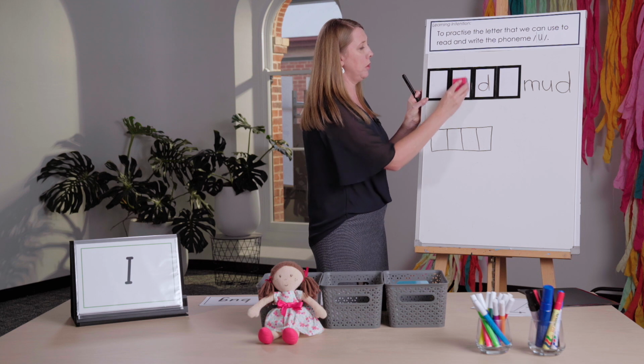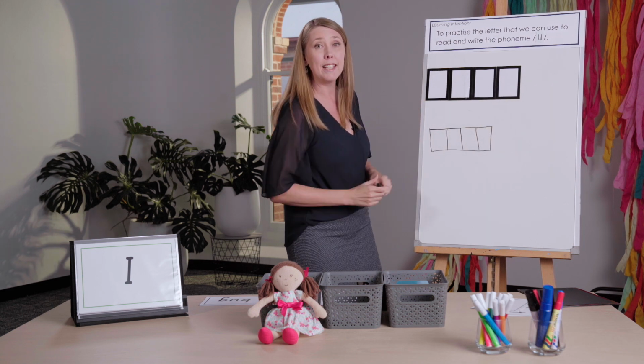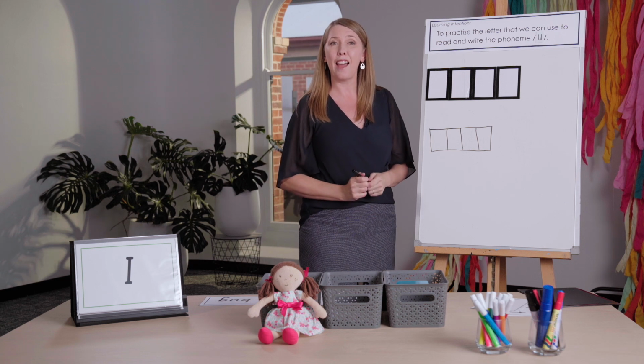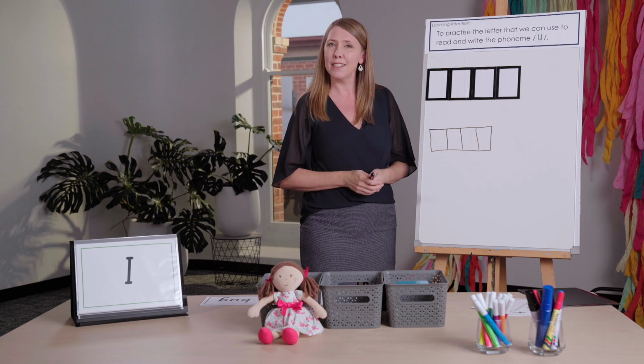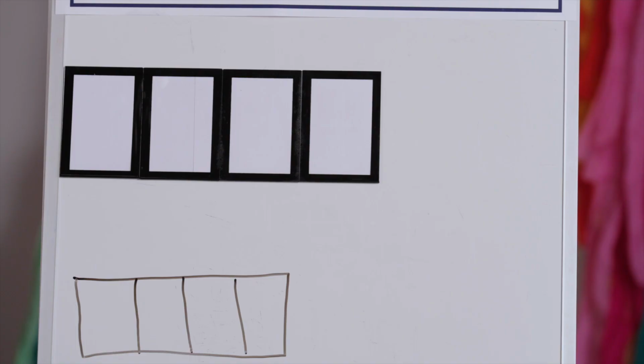Our last word is a different word. It's a very short word. Our word is up. What word? Up. Let's count the phonemes in up. That's right, there are only 2. So we only need 2 Elkonin boxes for this word.